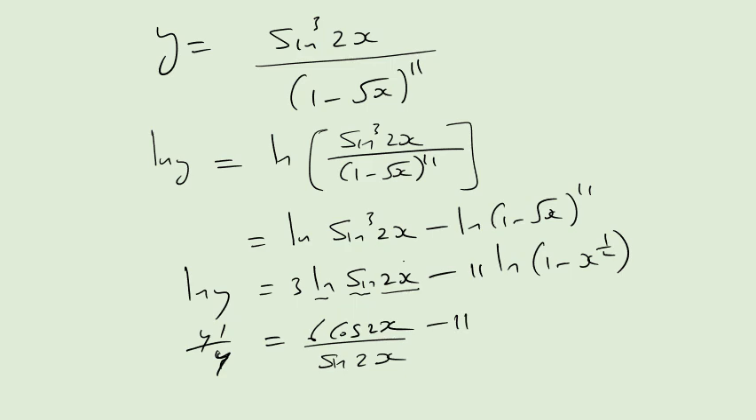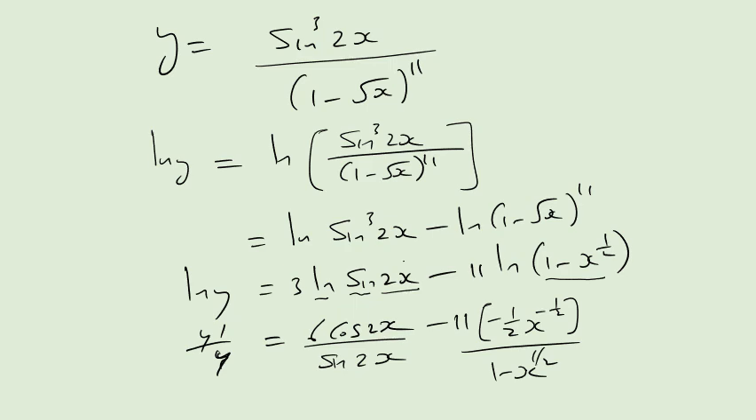Minus 11. Now let's differentiate the inside. Be very careful here. 1 minus x to the power half. What is d/dx of that? Yes, let's write it down separately. That'll be minus a half x to the minus a half. That's it. And what is d/dx of ln of something? It's 1 over that something. And there we have it.